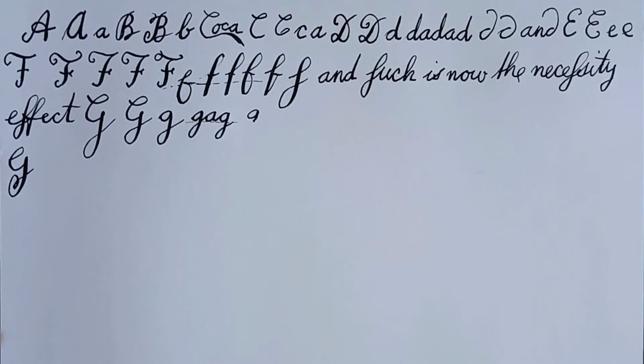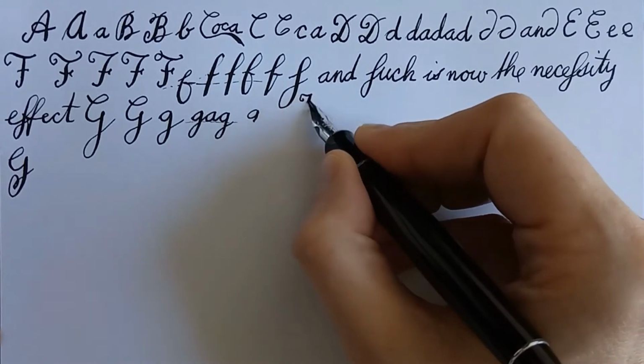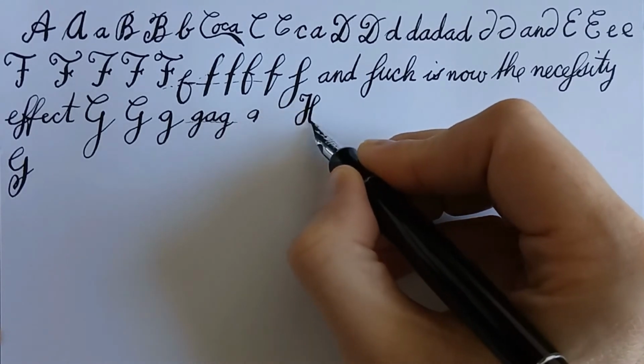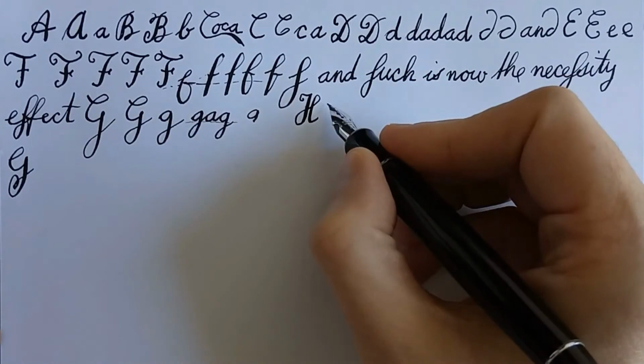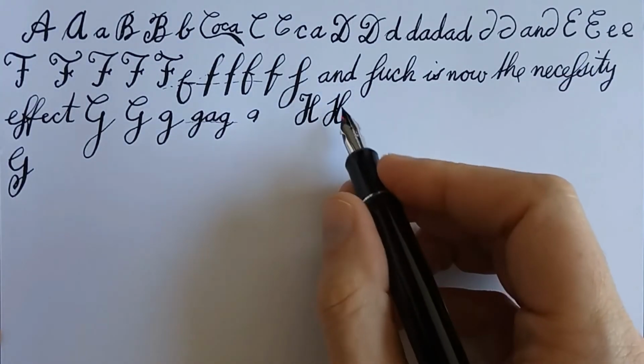So yeah, this is how you make the small g. Let's go to H. My capital H is usually something like this. You can make a simpler version of the same thing. I believe this is how we were taught.